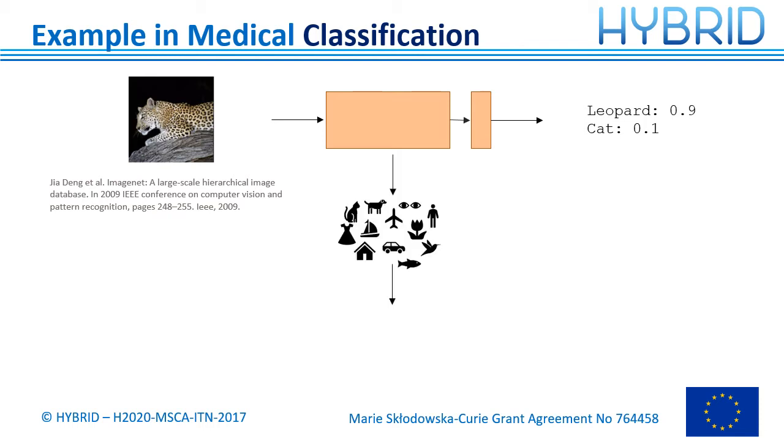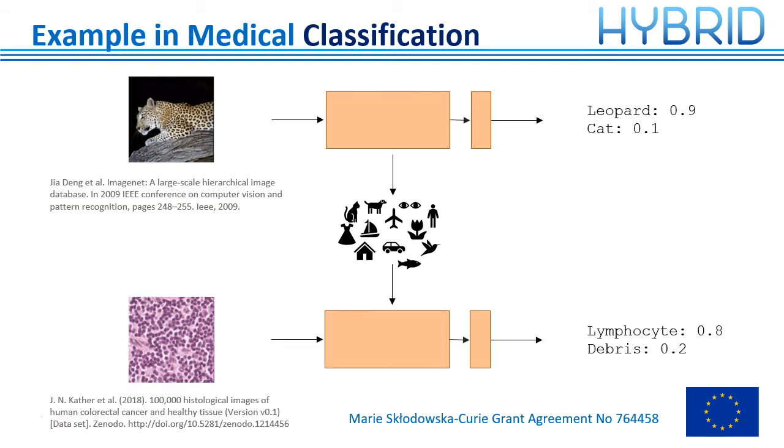Once the model is trained, we will take all the features that were learned to classify these 1,000 classes, and we retrain the model for our new task. So in this example, we want to classify some histological H&E tissues into 9 different tissue types. For example, here we have an image of lymphocytes, and the model, after being retrained, is 80% confident that it is lymphocytes. But it also sees some notion of debris in the image.